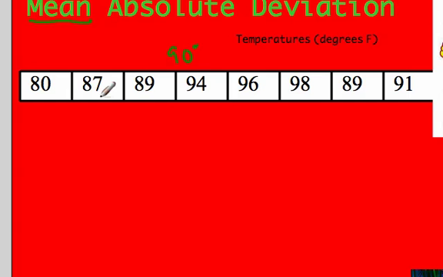The lowest number we see here is 80. The highest number is 98. Wouldn't 90 degrees kind of fit right in there? Let's see what we get. 80 degrees plus 87. That's 167 degrees.